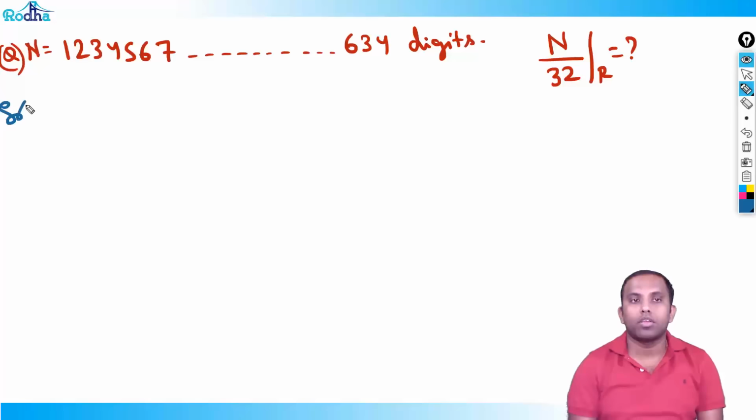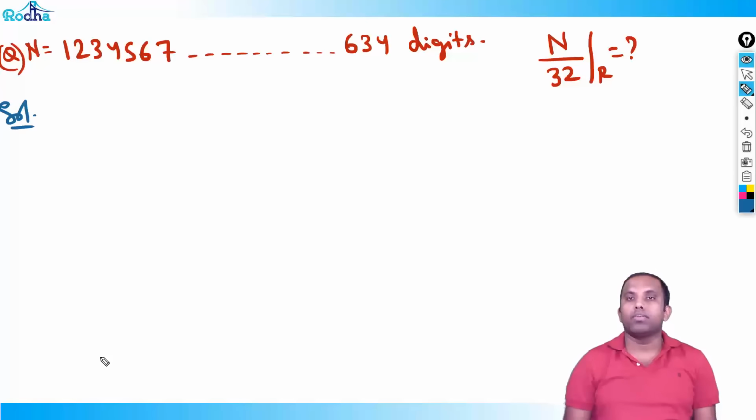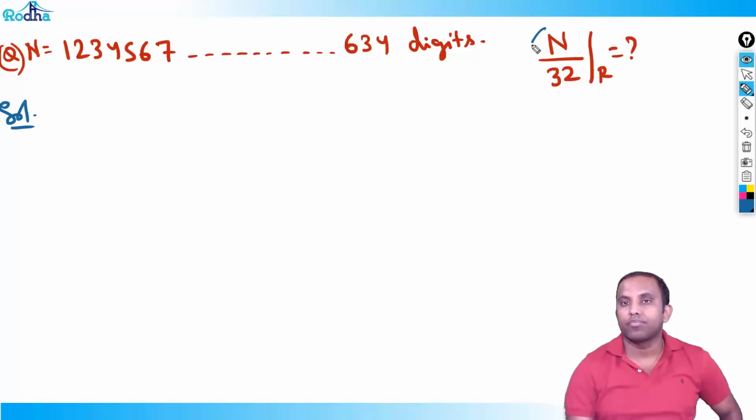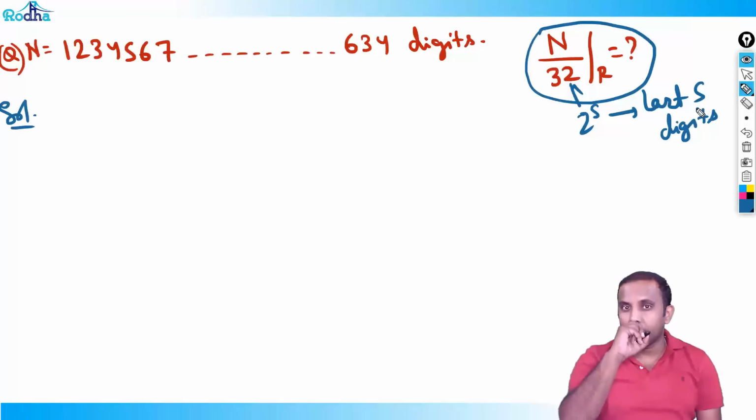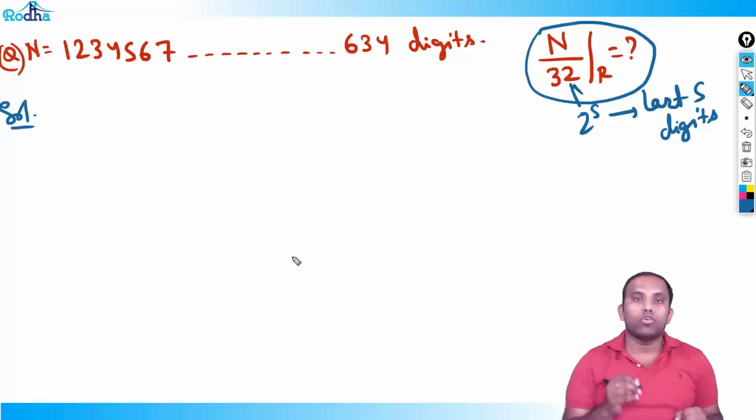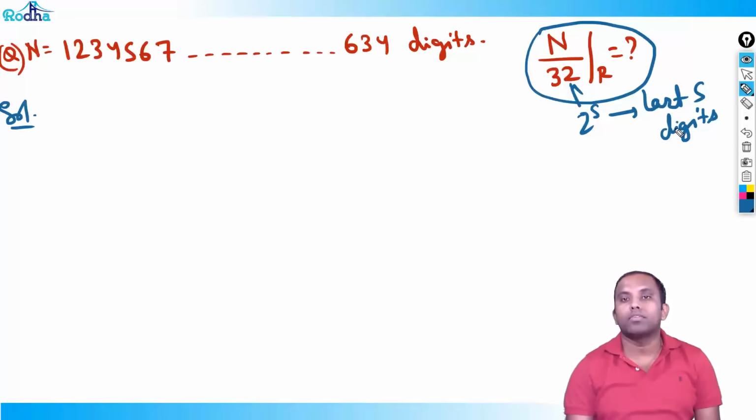Okay, let's solve it. So n is a huge number, 1, 2, 3, 4, 5, 6, 7, 8, written till 634 digits, right? So n divided by 32, what is the remainder? First you should focus on this. 32 means what? It is 2 raised to 5. That means I am only concentrating on the last 5 digits of this number, because the divisibility rule for any number of the form 2 raised to n or 5 raised to n is the last n digits. That's it. So 2 raised to 5 means the last 5 digits.